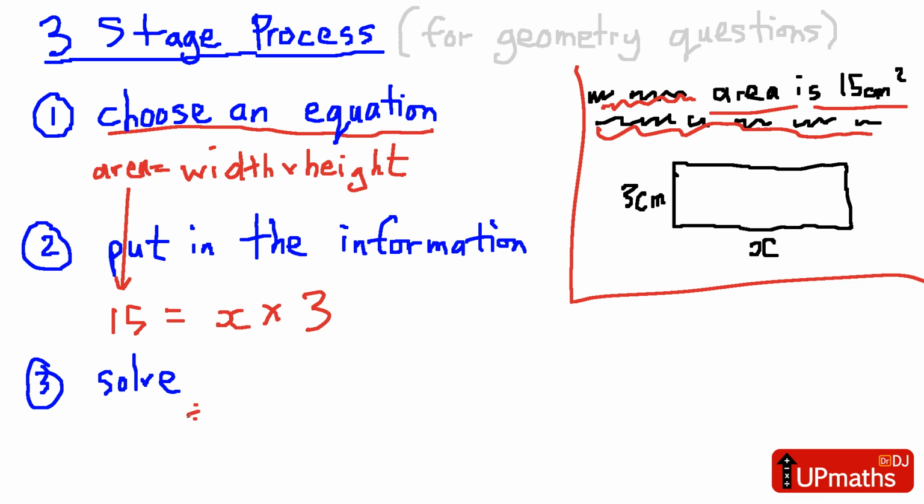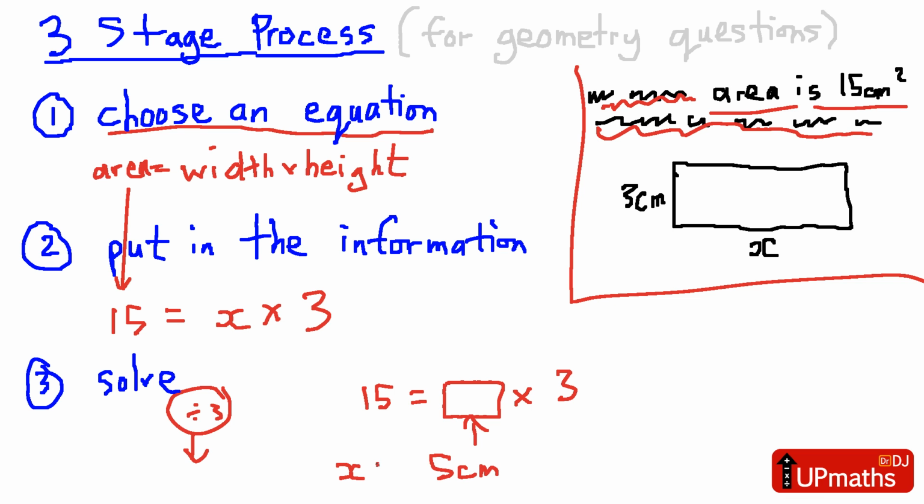Let's divide both sides by 3. So, that is one way of doing it. Or, just in case you're not very comfortable doing equations, we don't even need to be able to do that. We can just have a look at this and go, that needs to be a 5. Okay, that means that x equals 5 centimeters.